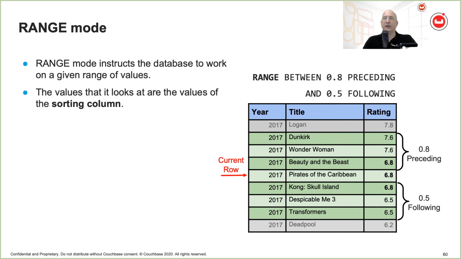The third frame mode is the range mode. The range mode simply instructs the database to work on a specific range of values. Instead of rows or groups, the range mode refers to the ordering field itself. That is the field used by the order by clause of the window function. In the example here, we've selected the range between 0.8 preceding and 0.5 following. So if our current row is marked in red, then the range includes the rating inside that range. And you can see it here in the slide.